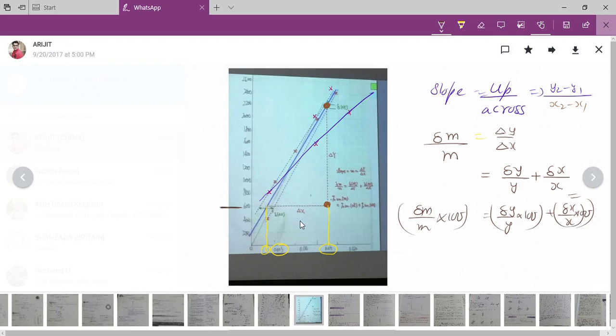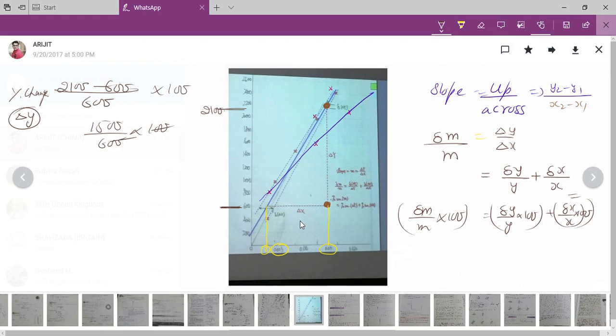Here y is 600 and here it will be 2100. So percentage change is 2100 minus 600 upon 600 times 100. That means del y is 2100 minus 600, which is 1500, upon 600 into 100. The zeros cancel, so 1500 by 6, and whatever comes will be your del y by y. In the same way you can calculate del x upon x into 100, add both of them, and that will be your answer.